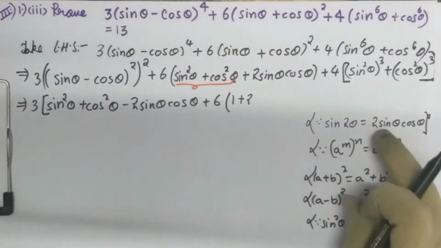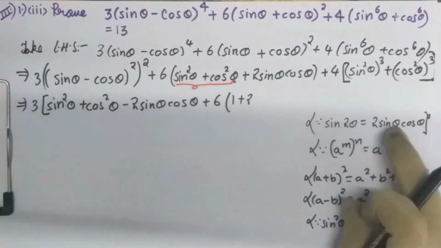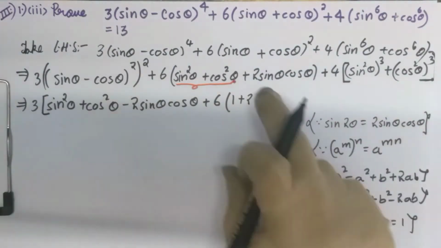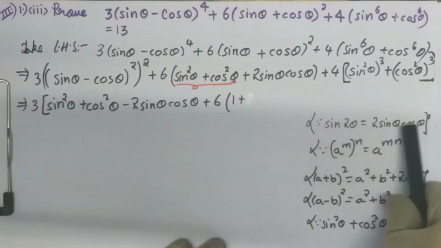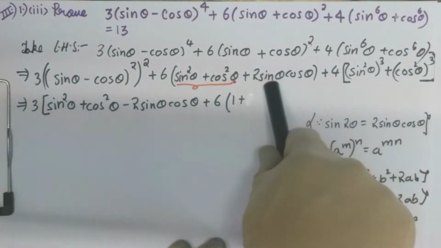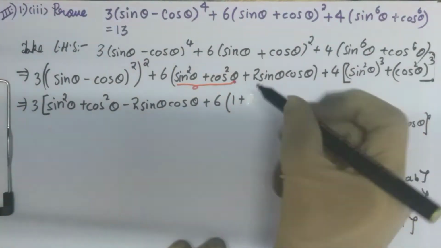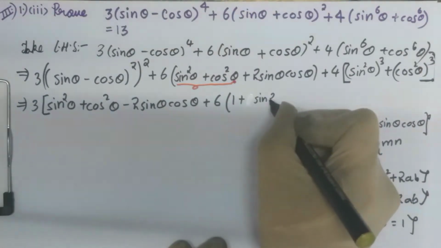Again, remember I said we have a formula, sine 2 theta is 2 sine theta cos theta. So in place of 2 sine theta cos theta, what can I write? 2 sine theta cos theta is equal to sine 2 theta. So in place of 2 sine theta cos theta, I will write sine 2 theta.